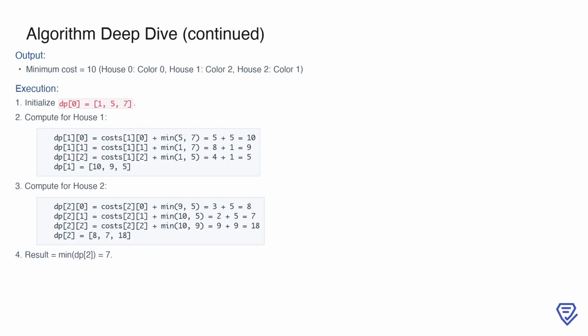For the third house, we compute dp[2][0] equals 3 plus min(9, 5) equals 8, dp[2][1] equals 2 plus min(10, 5) equals 7, and dp[2][2] equals 9 plus min(10, 9) equals 18, resulting in dp[2] equals [8, 7, 18]. Finally, the minimum cost to paint all houses is min(dp[2]) equals 7. This corresponds to painting house 0 with color 0, house 1 with color 2, and house 2 with color 1, achieving the desired result efficiently.